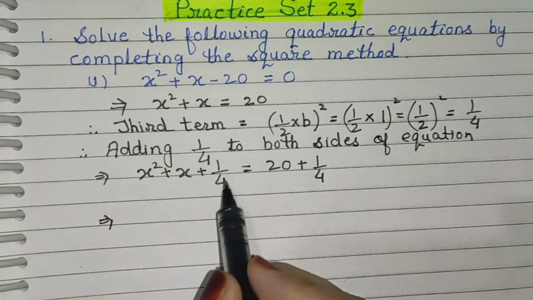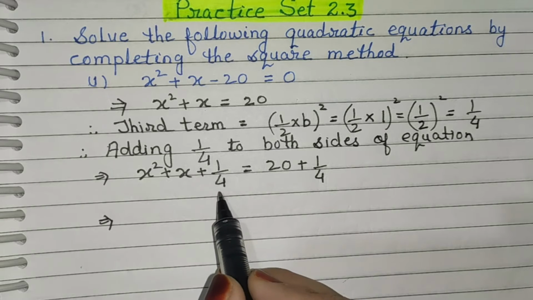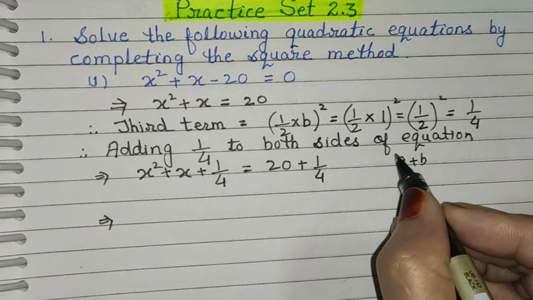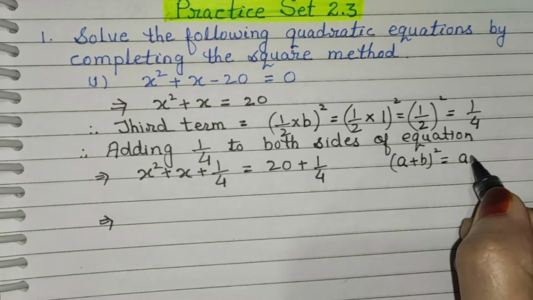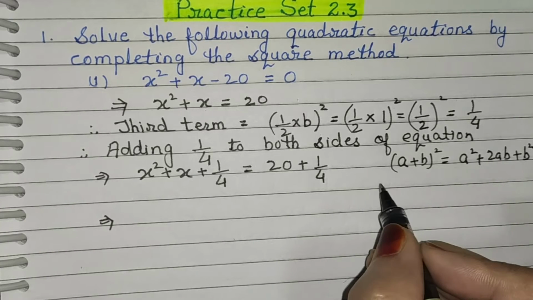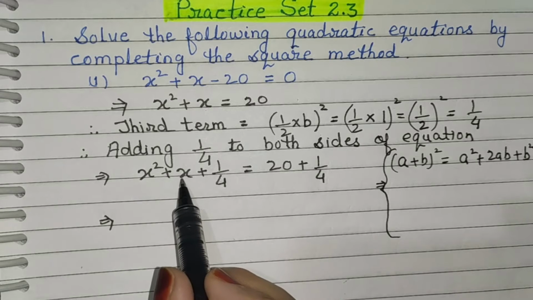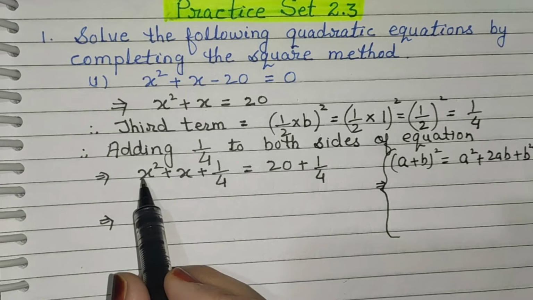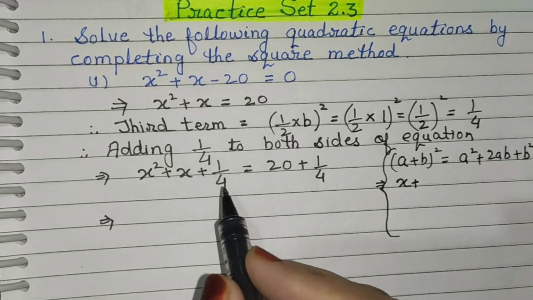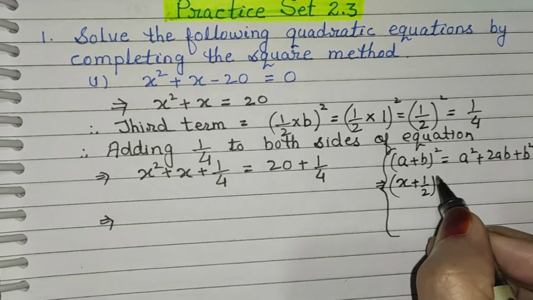Now look at the left hand side carefully. It is an expansion form of some formula. We know that a plus b whole square is equal to a square plus 2ab plus b square. Now it is the rough work. Now here first term, middle term and third term. Now the first term here is x, and take the sign of the middle term plus, and take the square root of third term, means 1 upon 2 whole square.